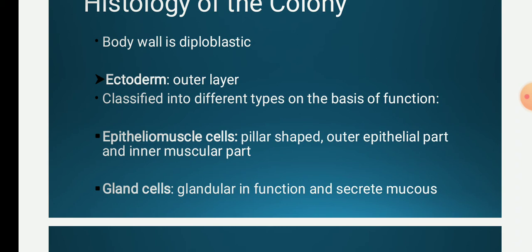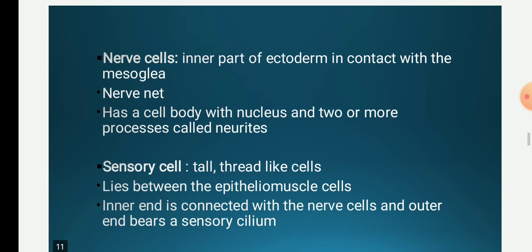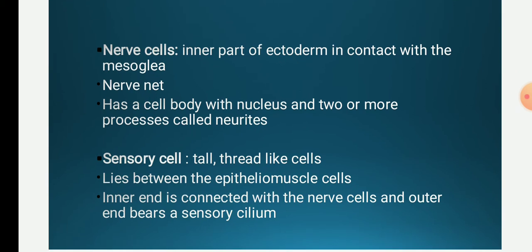Then second one is gland cell. Gland cells are glandular in function and secrete mucus. Another type is the nerve cells. The nerve cells are located in the inner part of the ectoderm in contact with the mesogloea. All the nerve cells are interconnected with each other to form a nerve net between the mesogloea and ectoderm. Each nerve cell has a cell body with the nucleus and two or more processes called neurites.